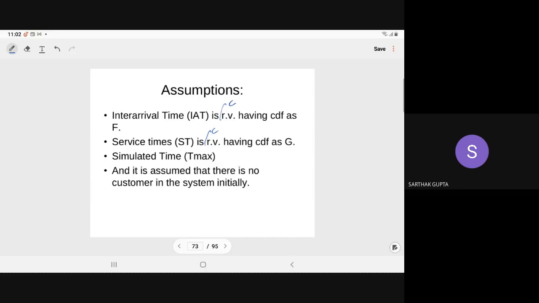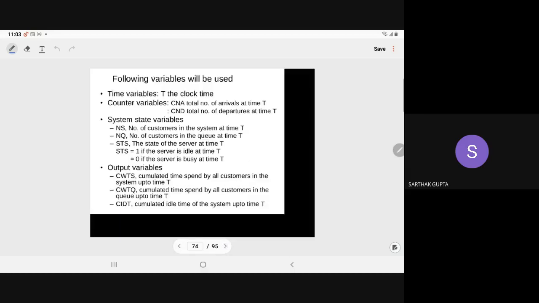And it is assumed that there is no customer in the system initially. So you can say it is case first. Then we have case second: there are some customers in the system initially. So it may be one, it may be two, it may be n. That is the other case.